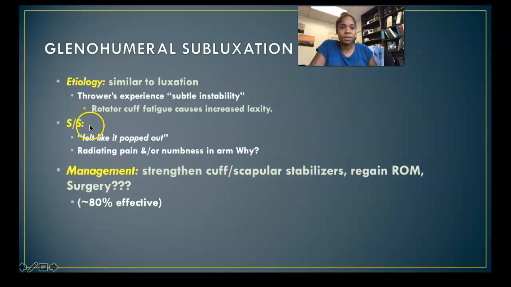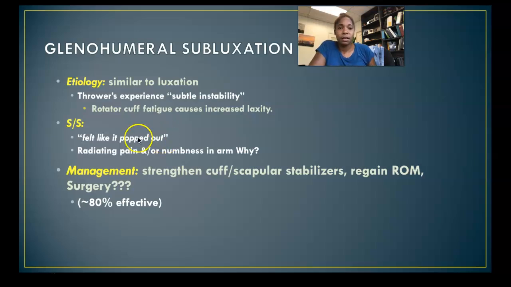So signs and symptoms are similar to a dislocation. So it's going to feel like it popped out, but the difference is it'll pop back in and they'll be more functional than your acute dislocator whose bone is still out of its socket, right? They're going to complain of numbness and tingling or radiation, and that's because we're stretching that brachial plexus, right? And so they're going to have some numbness and tingling, but most often that's going to resolve itself, whereas in a dislocation, it's not going to resolve itself until the bone is repositioned.